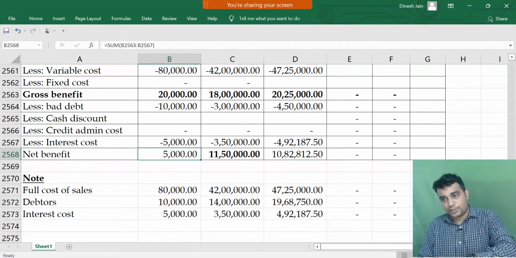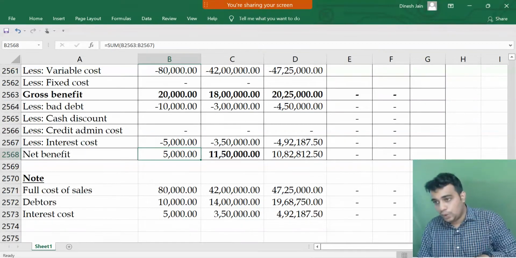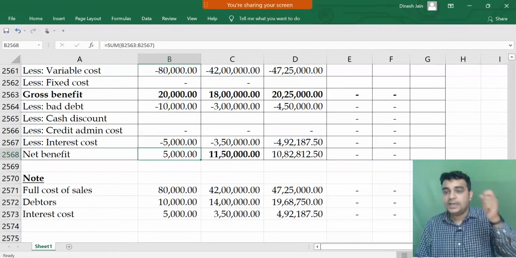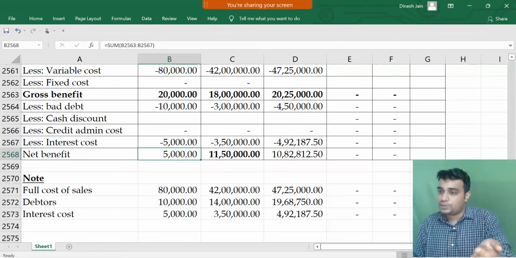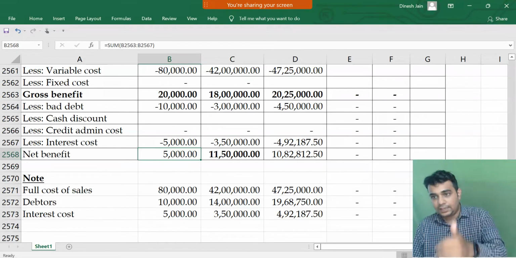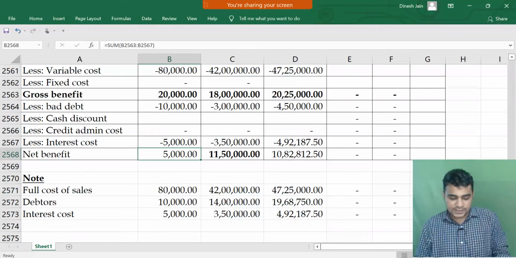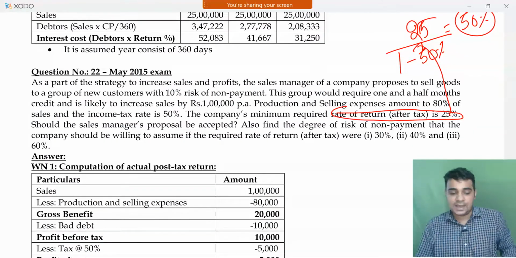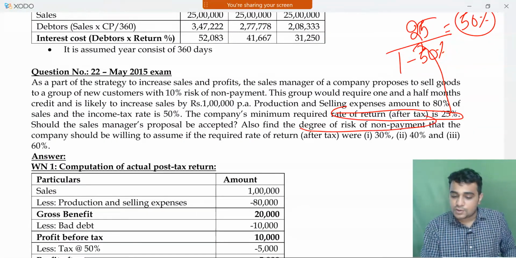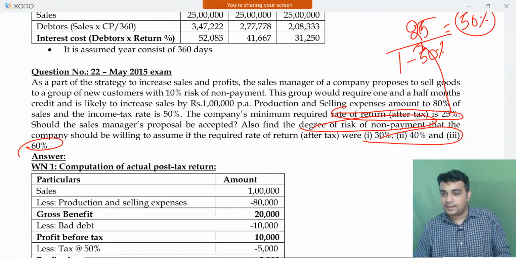Net benefit is positive, we are earning a higher return. Net benefit negative, we are earning a lower return. Same concept in IRR. If NPV is positive, IRR is more than the discount rate. If NPV is 0, IRR is equal to the discount rate. If NPV is negative, IRR is lesser than the discount rate. The reason for discussing this is, the next part says, I want to know what should be the risk of non-payment if I want a return of 30, 40 and 60%.